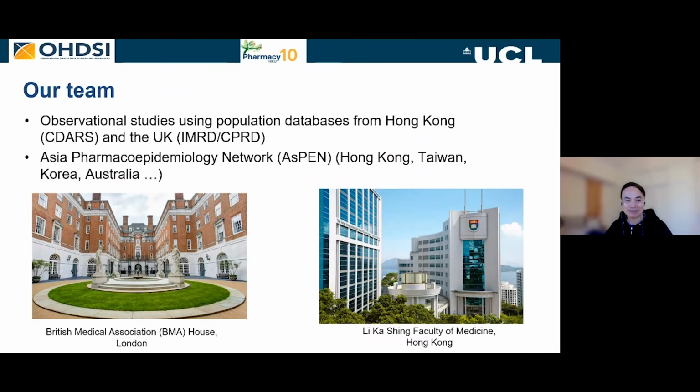So this is the place that I work in, on both sides. I usually work in London and also in Hong Kong. And so we have quite an interesting team on both sides. And so we like to have visitors. So come to see us in London, pretty nice place. And similarly in Hong Kong.